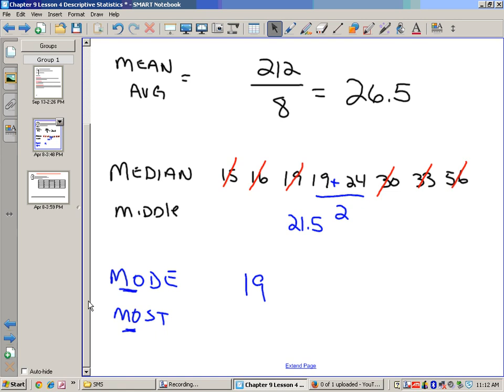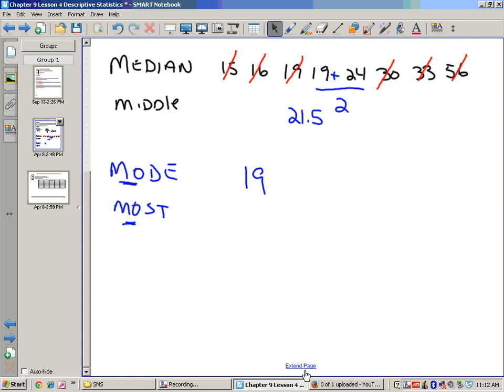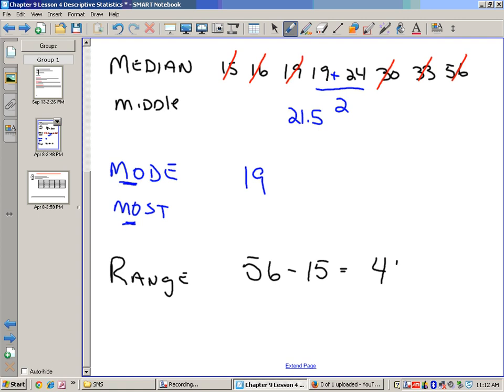And the last but not least, our range. The range is the distance from the highest to the lowest. So our highest is 56, and we're going to subtract 15, our lowest. That means our range is 41 years between the youngest person at the movie to the oldest. And there you have mean, median, mode, and range.